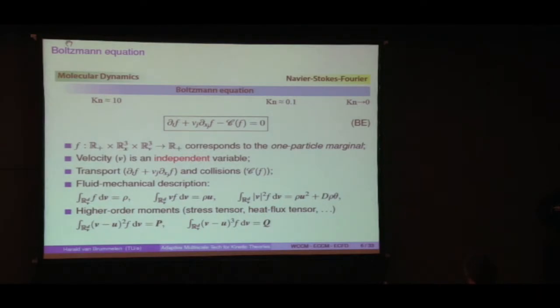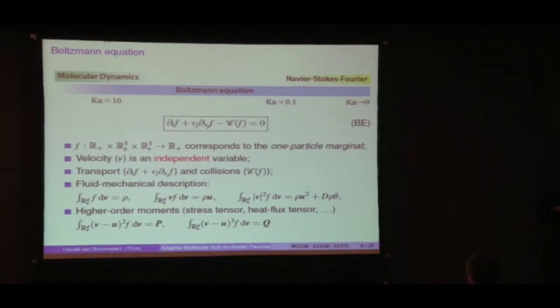The velocity which appears over here, the transport velocity, is an independent variable, right? So it's not a standard transport equation. This velocity, R^3, refers to velocity. So it's set in a 2d plus 1 dimensional space, where the plus 1 accounts for time dependence. It consists of two parts. The first part is the transport part, so ∂t f plus v_j ∂x_j f. It's transport, and then there are collisions, which basically account for molecular interactions.